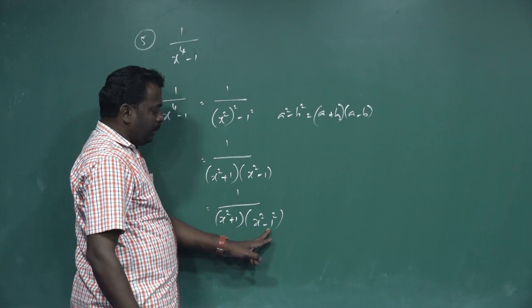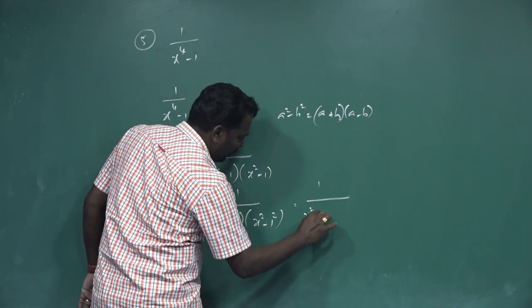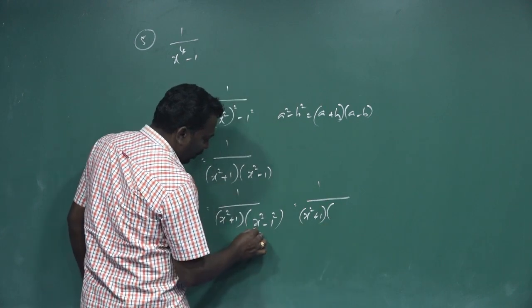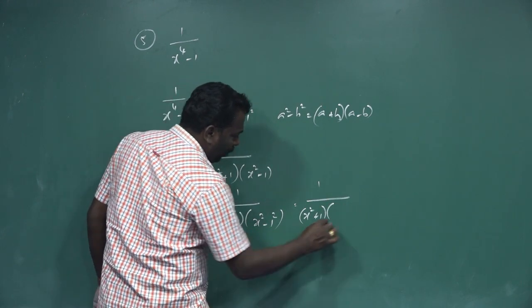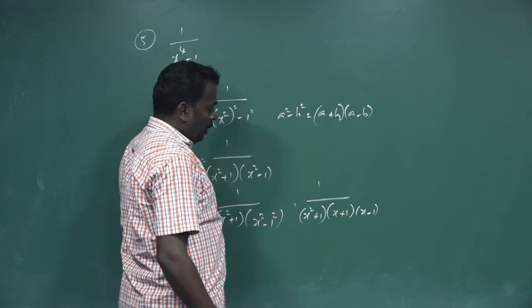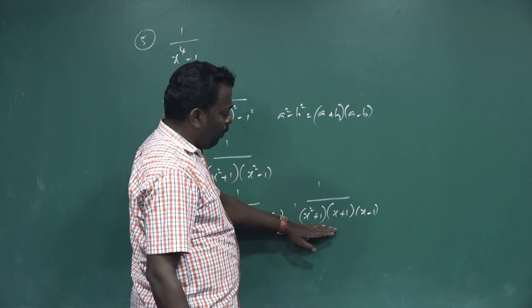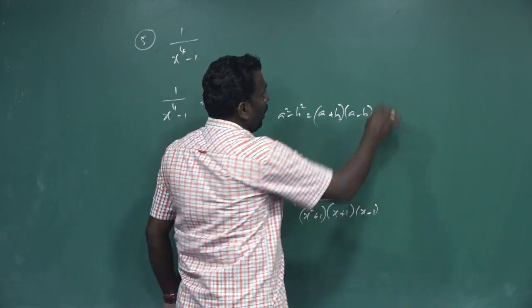Again write as a square minus b square form, that is equal to 1 by (x square plus 1) as it is. Write as a square minus b square as x square minus 1 square equal to (x plus 1) into (x minus 1). Now using this last expression, we apply decomposition by applying partial fractions.